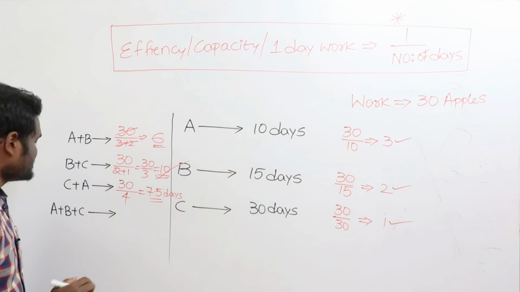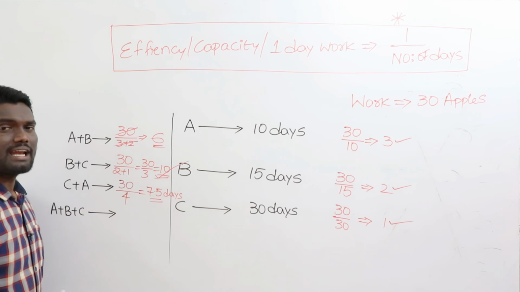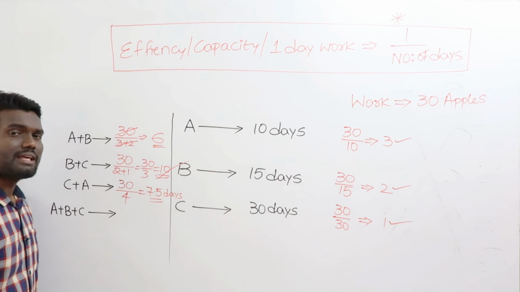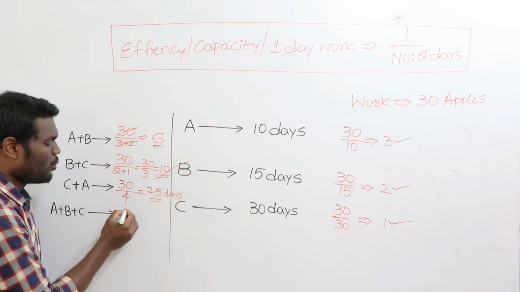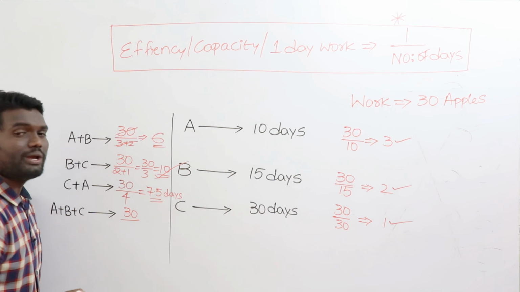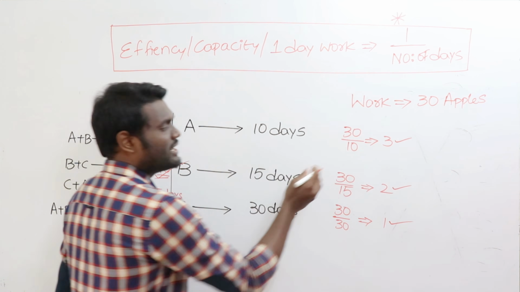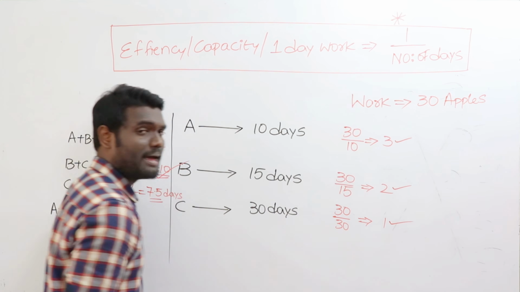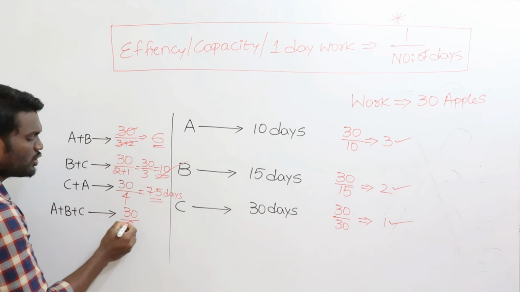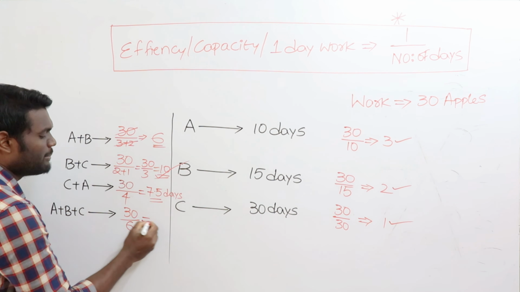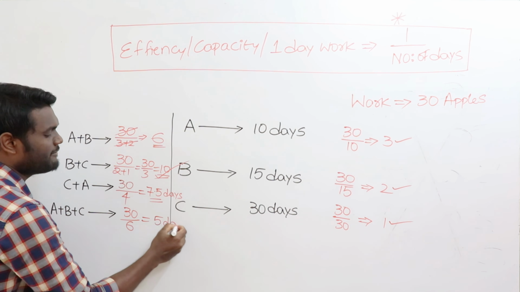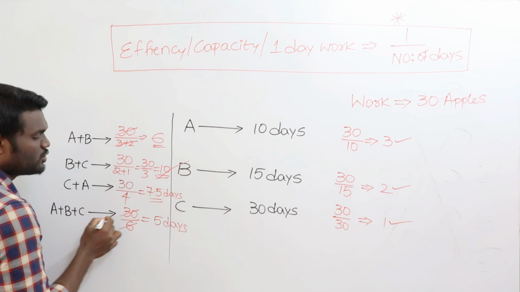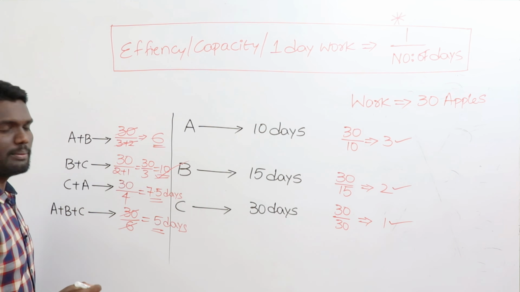Let us say the question is in this way: if A, B, C work together, how many days? If A, B, C work together, again the work is the same, 30 apples. To eat these 30 apples, A is going to eat 3 apples per day, B is going to eat 2 apples per day, C is going to eat 1 apple per day. So 3 plus 2 plus 1, in total they will eat 6 apples in one day. The number of days taken by them will be 5 days. Why? Because 6 goes into 30 five times. So we can say that the number of days will be 5 days.